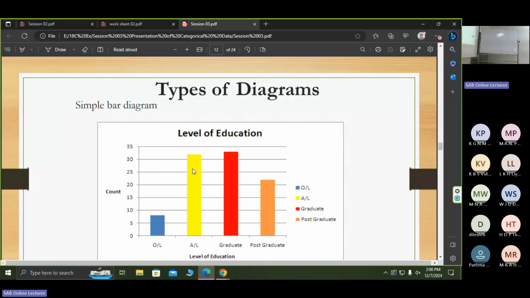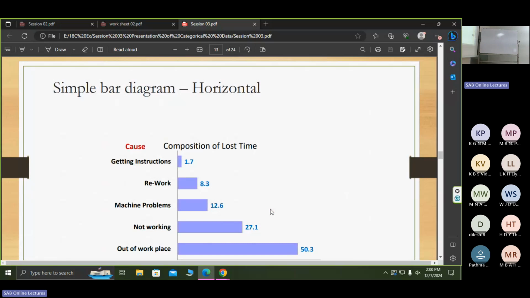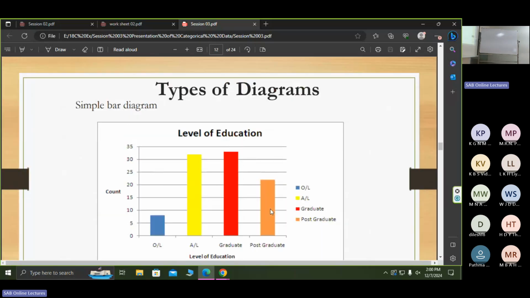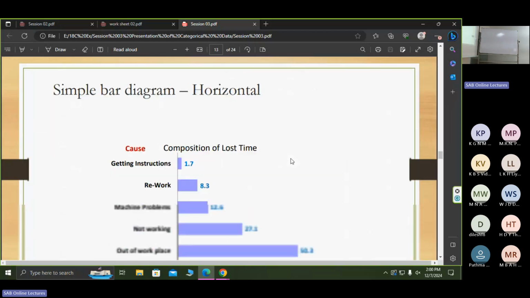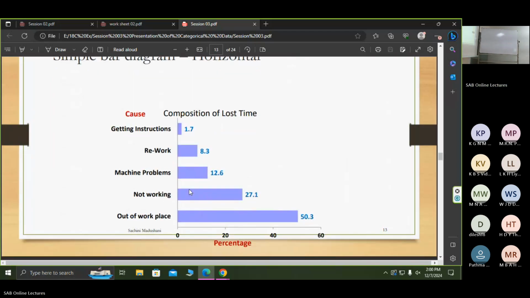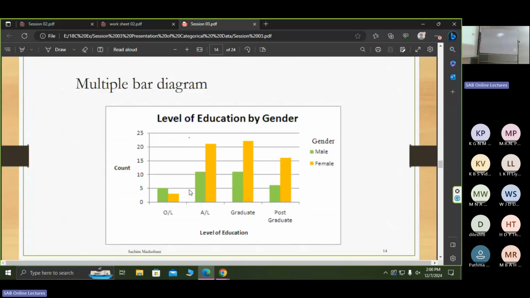It's clear? Okay, then here the variable is the level of education, only one categorical variable, and with the frequency value we can present it. It's clear? The other thing is, a simple bar chart can be drawn in a horizontal way or a vertical way. Understood? This is the vertical way. This is the horizontal way. Okay. The next one is the multiple bar chart.